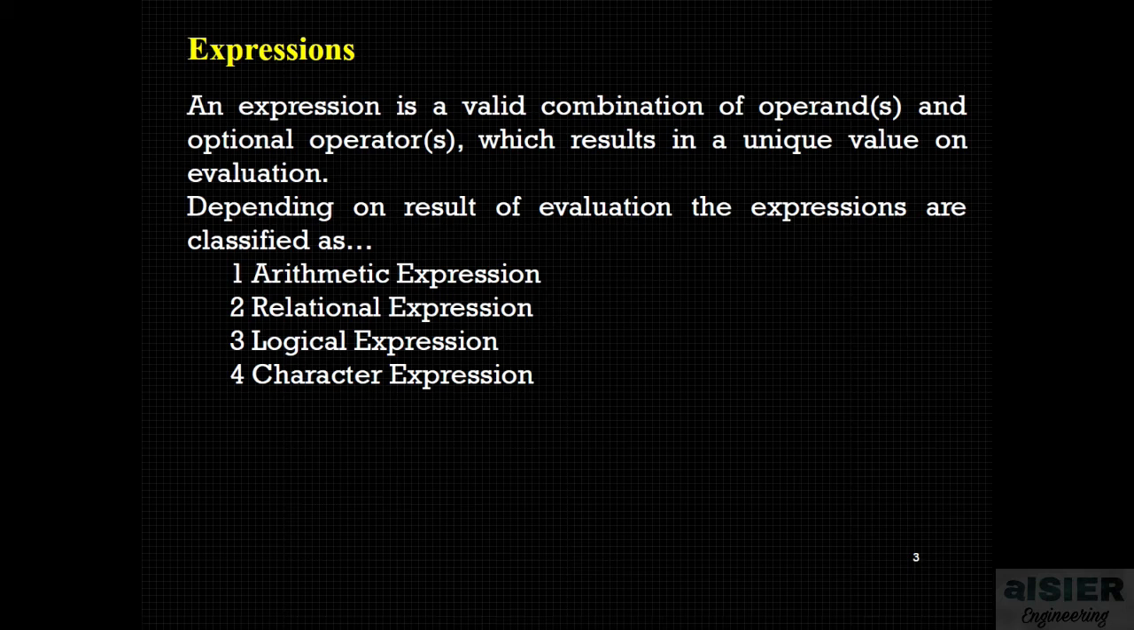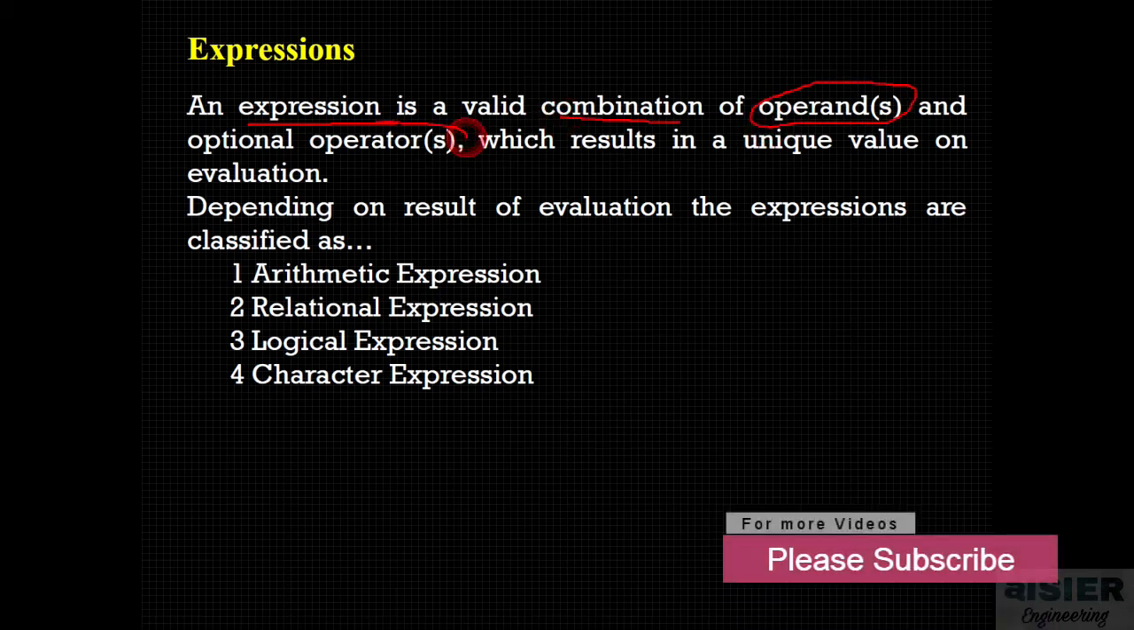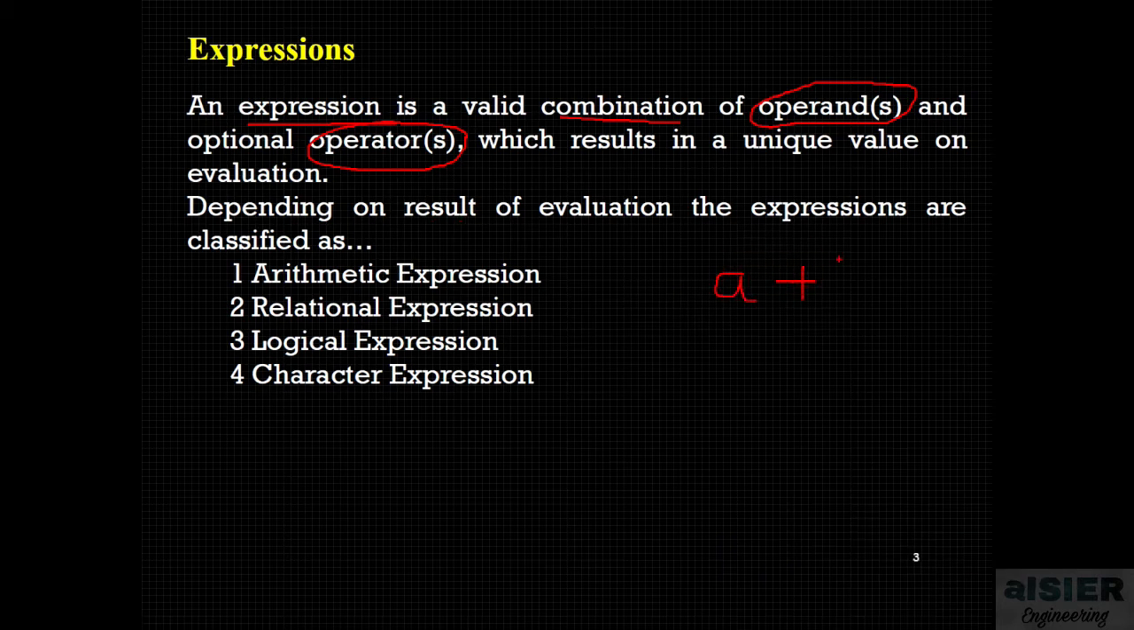Now, what does expression mean? Expression is nothing but a combination of operands and operators. Let us say there is an expression a plus b. In this case a and b are operands, whereas this plus sign is operator. So this expression is a combination of operands a and b and operator plus.